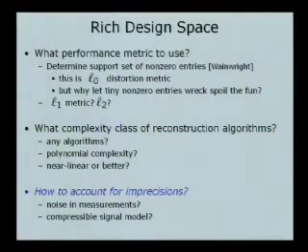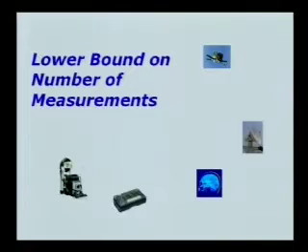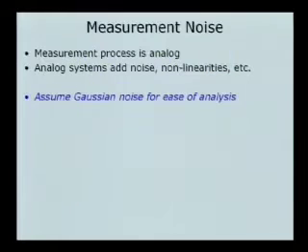And finally, how to account for imprecisions in the model. Noise in the measurements, compressible signal model where we have a bunch of tiny coefficients. All of these different things had to be understood before we had a mathematical setting where we could do our analysis. So let me now present our lower bound on the number of measurements.